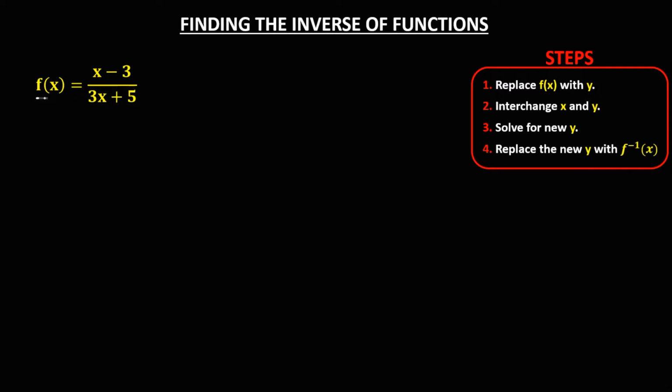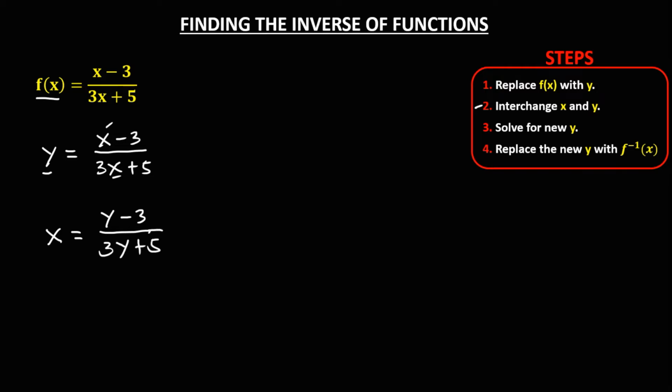Then for this given function, again, replace f of x with y. So y equals x minus 3 over 3x plus 5. Then interchange x and y, so y becomes x equals y minus 3 over 3 times y, plus 5. Then using cross multiplication to solve for y, put denominator 1, then cross multiply. So this becomes x times 3y plus 5 equals 1 times y minus 3, that's y minus 3.